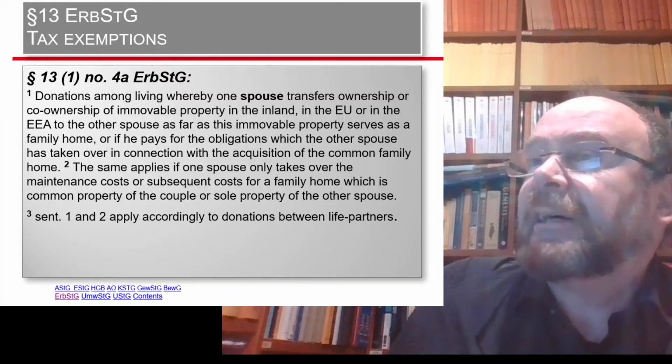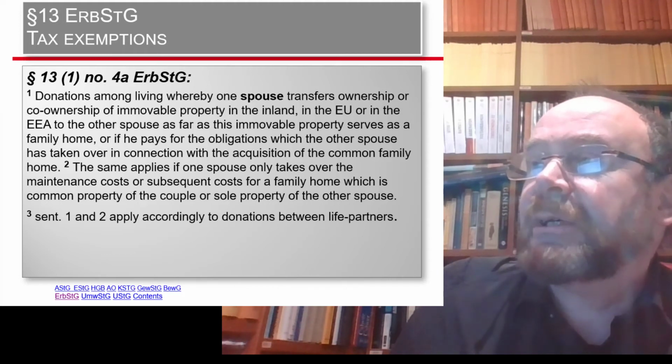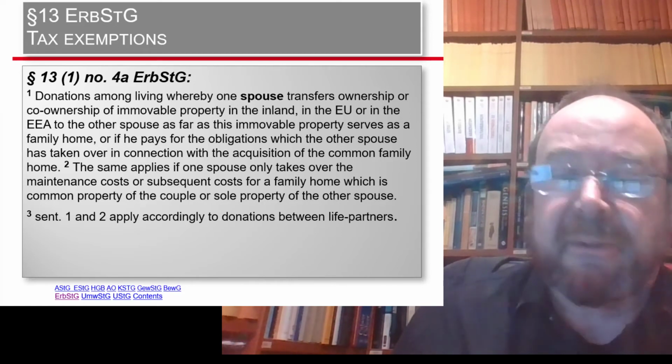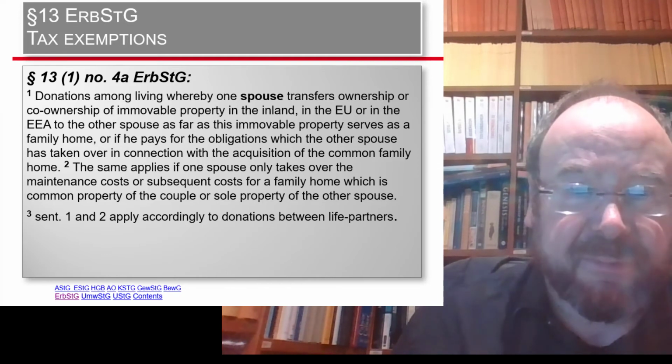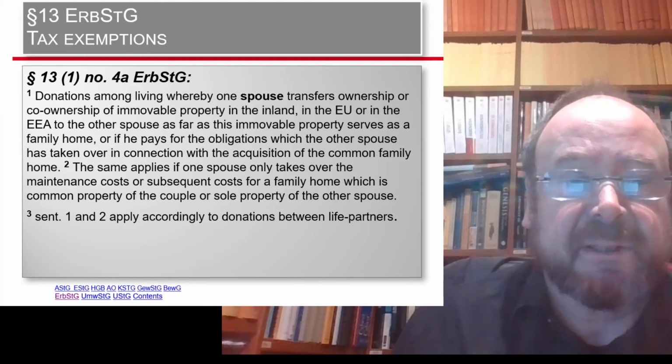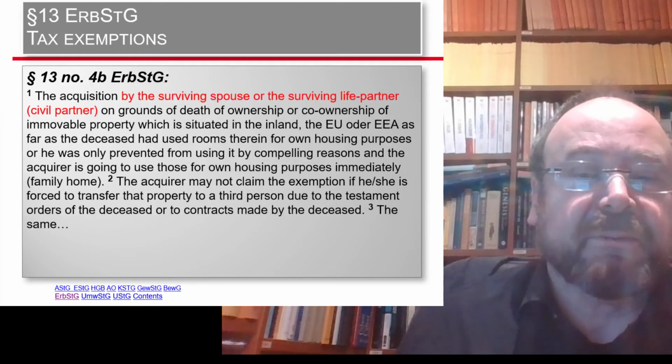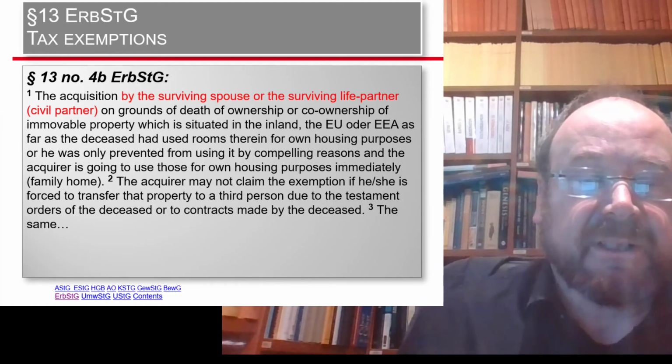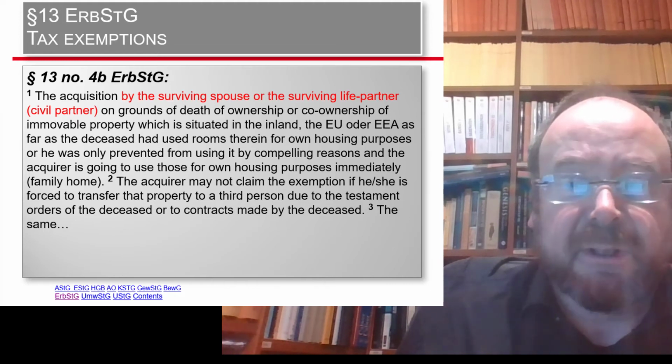Okay. Yeah, 13.1, number 4a, donations among living persons, whereby one spouse transfers ownership or co-ownership of immovable property in the inland, in the EU or EEA, to the other spouse. That's not our case. We have an acquisition on ground of death, and we do not have a spouse. The acquisition by the surviving spouse or surviving life partner of a family home, no.